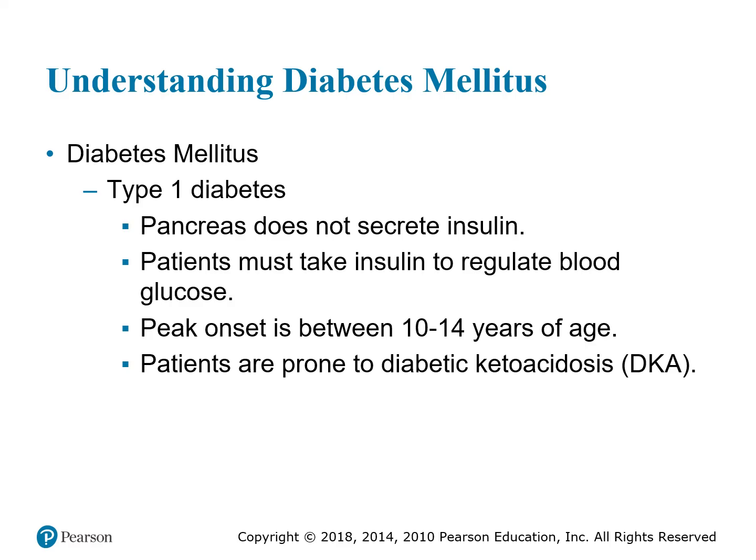We label diabetes into two types, and type 1 diabetes is where your pancreas does not secrete insulin on its own. Usually, this is some kind of genetic or autoimmune disorder where your immune cells have attacked the cells that produce insulin, and your patients have to rely on taking insulin in order to regulate blood glucose. So we often say your type 1 patients are insulin dependent. These patients are more prone to diabetic ketoacidosis or DKA, which again we'll talk more about later.